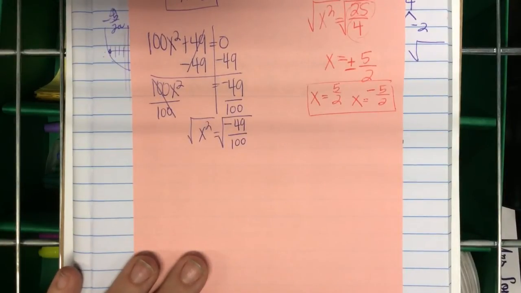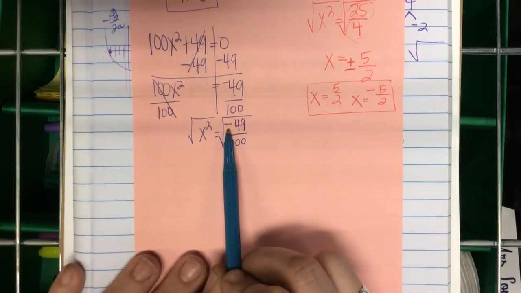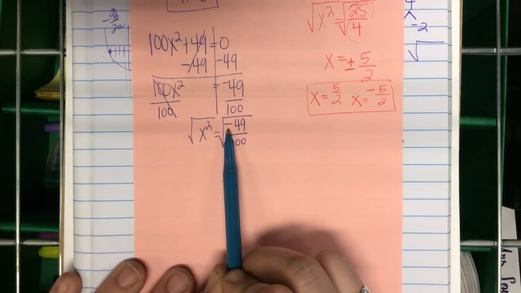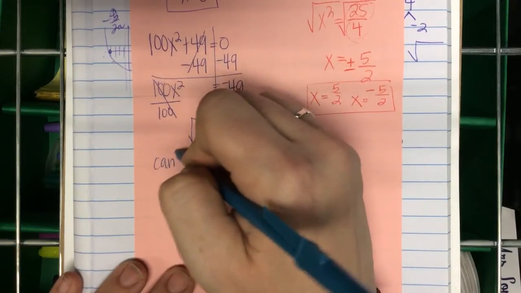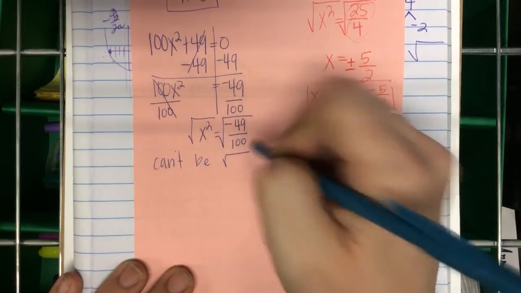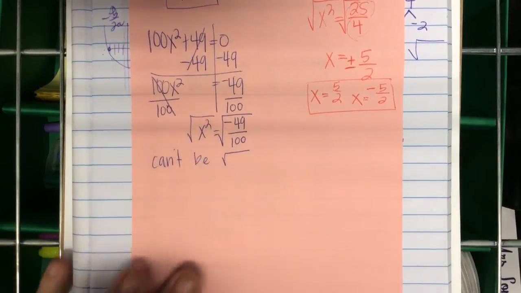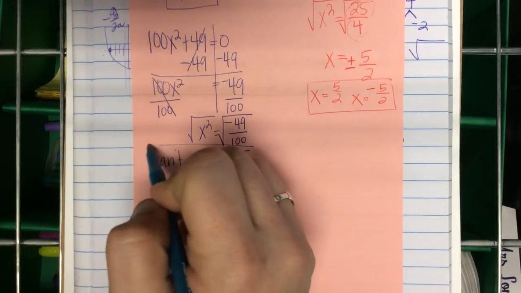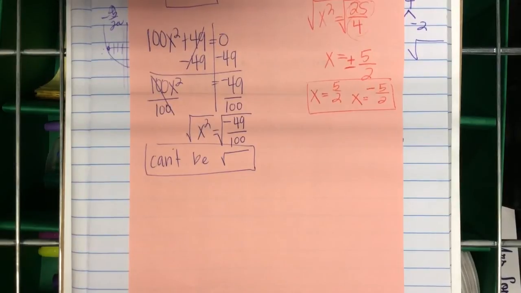But you should stop. What's inside your square root? Can you have a negative inside your square root? So this can't be done by the square root. There's no solution to this by square rooting.